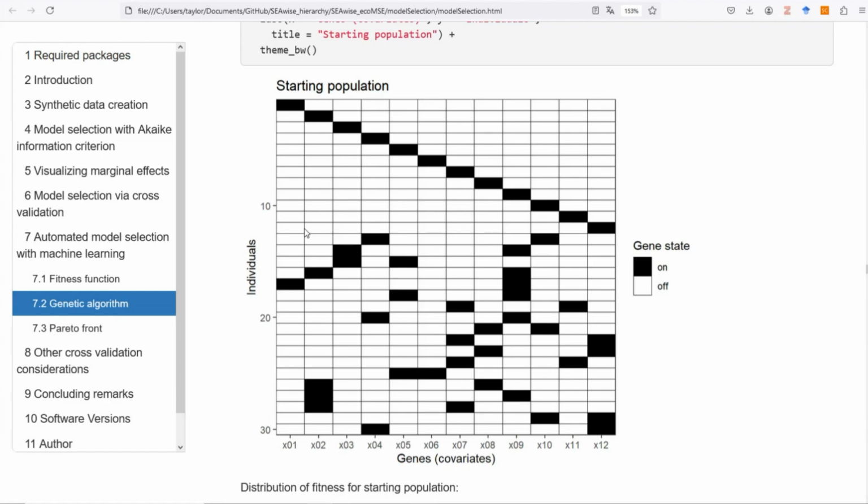So the first 12 individuals are just turning on one of these covariates at a time, and the rest are randomly assigned. So we have individual number 13 has the 4th covariate and the 10th and so on.